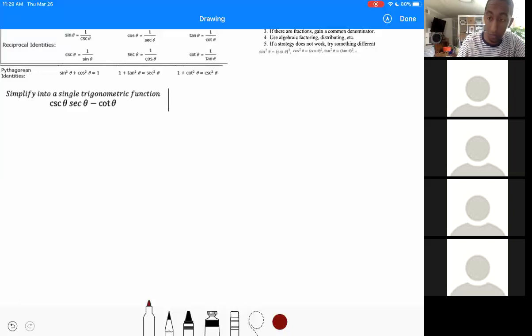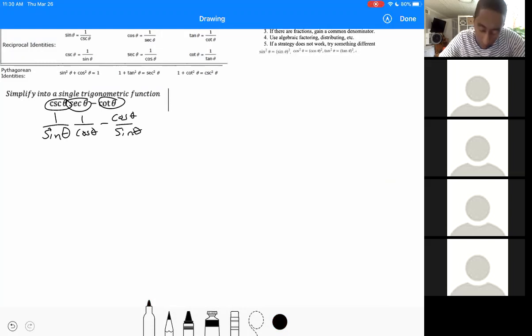Okay, I'll go. What I did was express the expressions into sines and cosines. So the first one I did 1 over sine of theta, times 1 over cosine of theta, minus cosine of theta over sine of theta. And then I multiply the first two, so it'd just be 1 over sine of theta cosine of theta, minus cosine of theta over sine of theta.